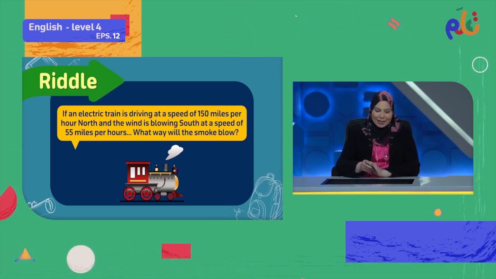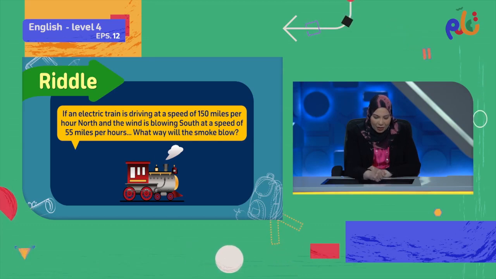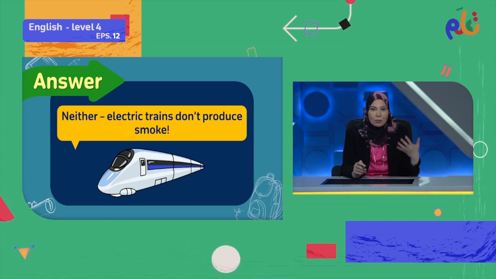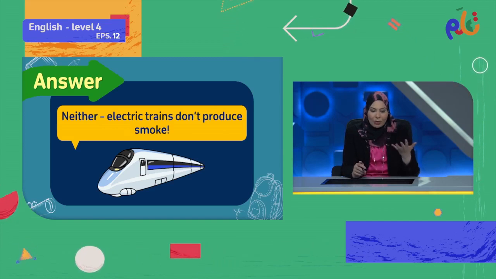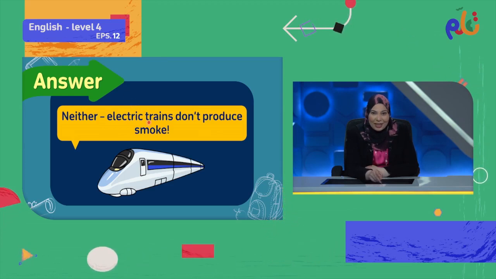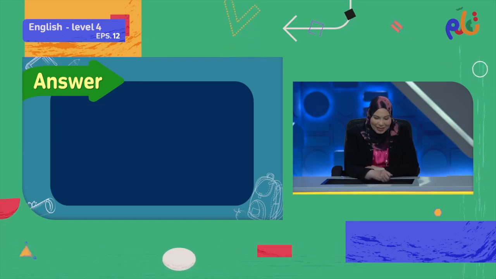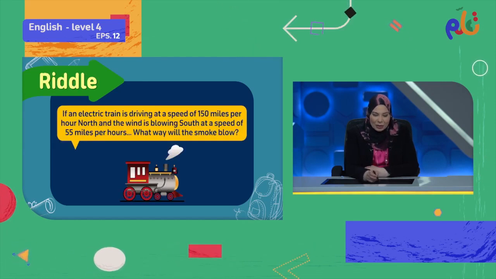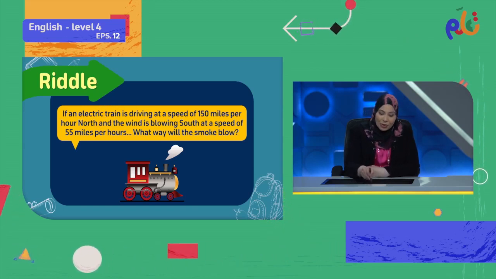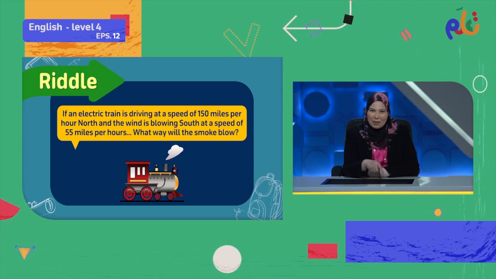Again, as we said, the answer is in the words, and the answer is no way. The smoke will not go anywhere, because as simple as it is, it's an electric train, in which we don't have smoke. So, as we said, the answer is in the words, electric train. This is your answer. So, you think about all the numbers and stuff, but the answer is in the words electric train, which tells you it does not have smoke.